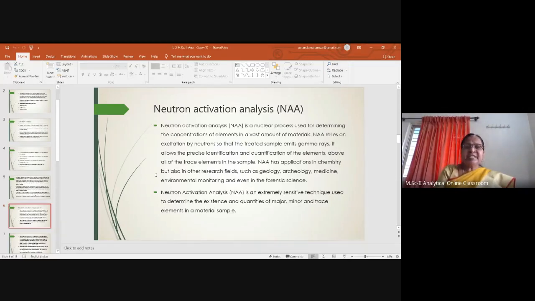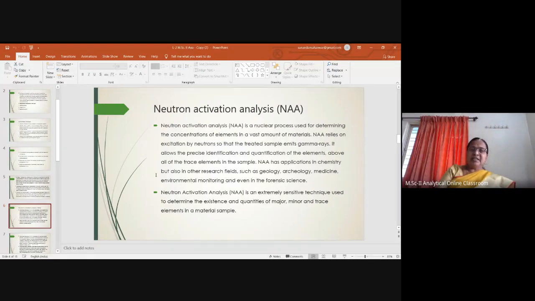NAA has applications in chemistry but also in other research fields such as geology, archaeology, medicine, environmental monitoring, and even in forensic science. While studying the applications, we will see this: it has a vast number of applications in various fields. Neutron activation analysis is an extremely sensitive technique used to determine the existence and quantities of major, minor, and trace elements in the material sample. This is about neutron activation analysis.